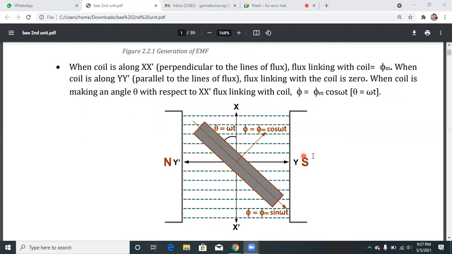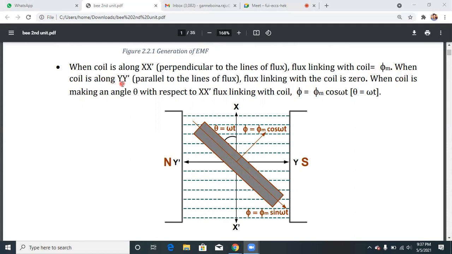So if the magnetic flux is in this direction and the coil is placed exactly at 90 degrees, perpendicular to the lines of flux, the flux linkage of the coil is called phi m. That means the maximum value of the flux is linking with the conductors. That's why the flux linkage of the coil is called phi m.